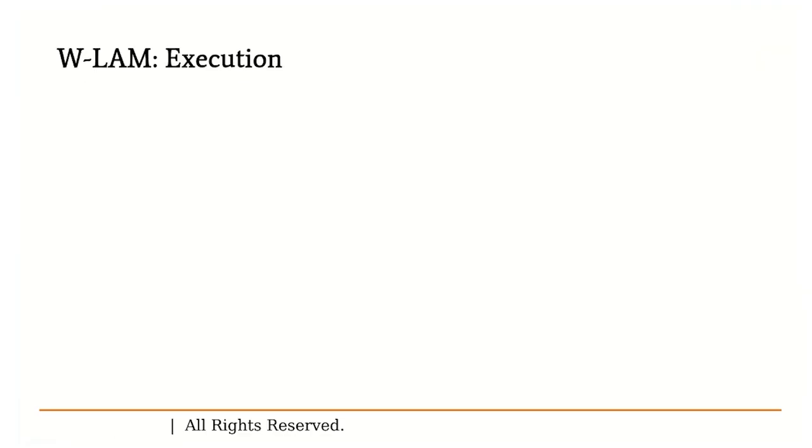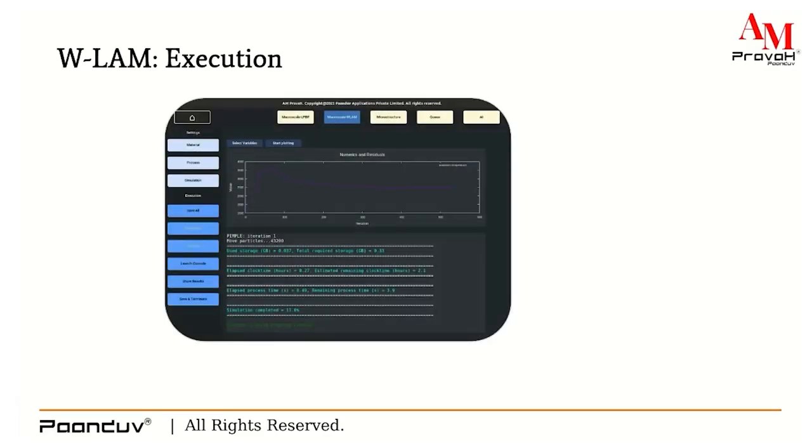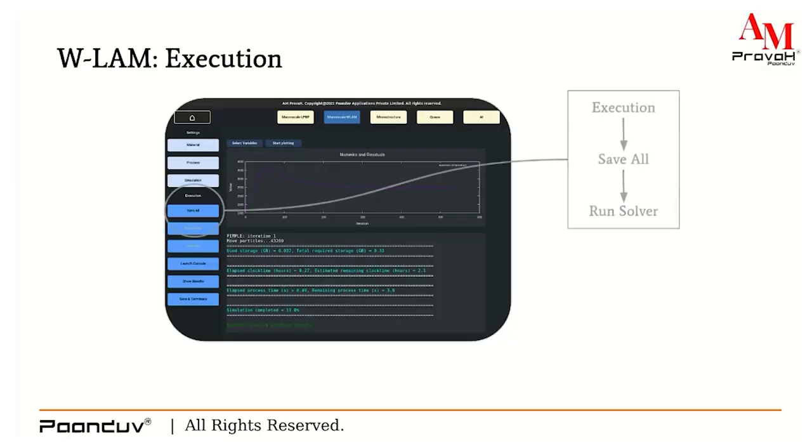And then we move on to WLAM execution. This is the part which actually ties everything together. Under the execution part we have the save all option. Clicking on the save all option will save all the default parameters or the new parameters that you have added: material properties, process parameters, simulation parameters, everything. And clicking on the run solver icon just below that will start the simulation.